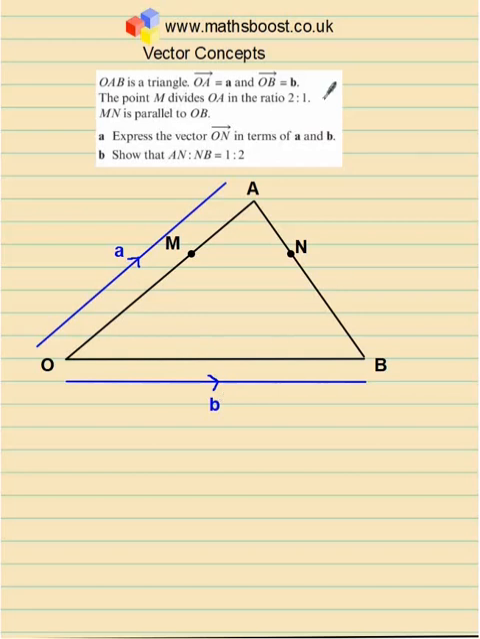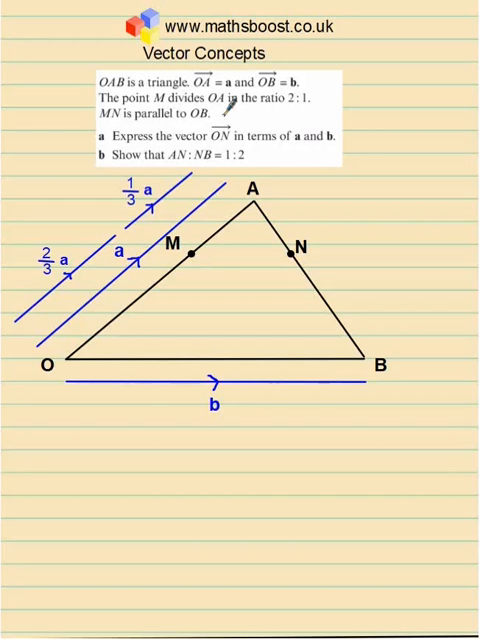It further tells me M divides OA in the ratio 2 to 1. So OM is 2/3 of the vector A and MA is 1/3 of the vector A. Next it tells me that MN is parallel to OB.